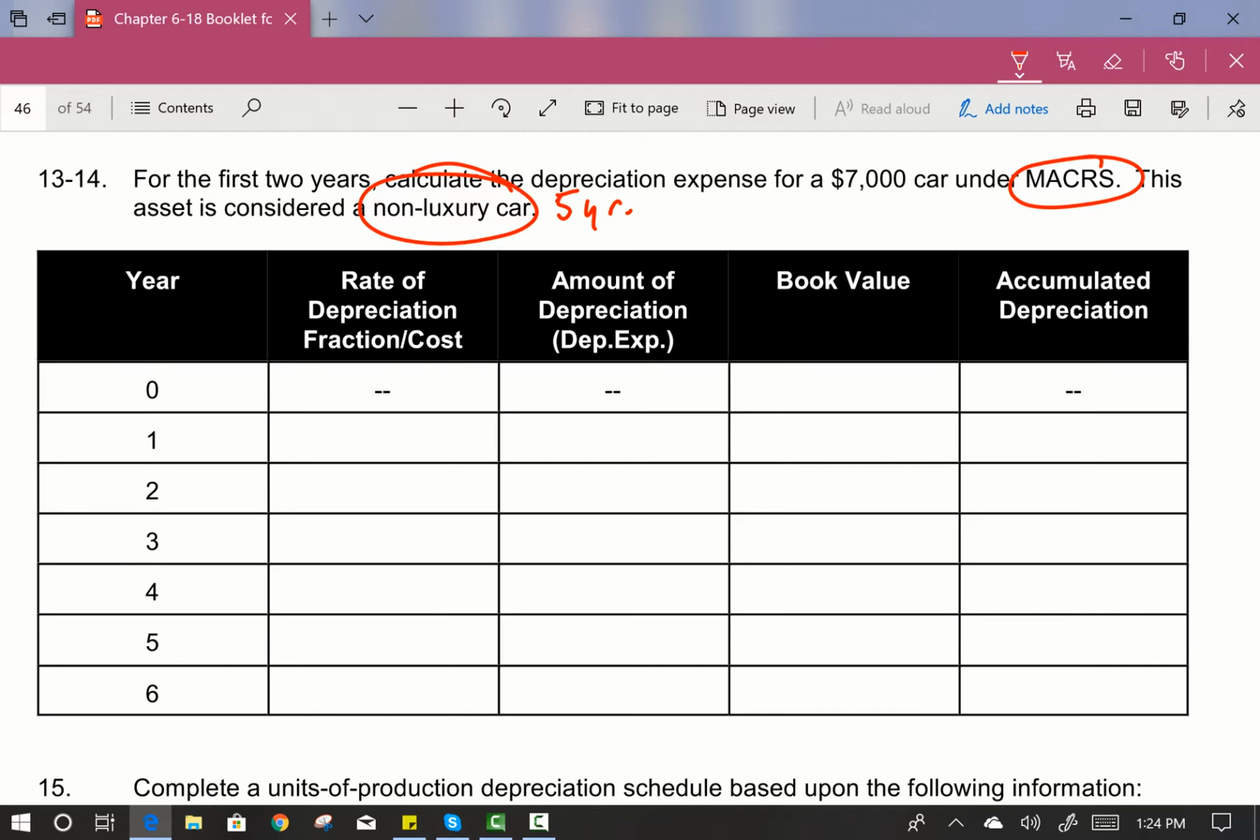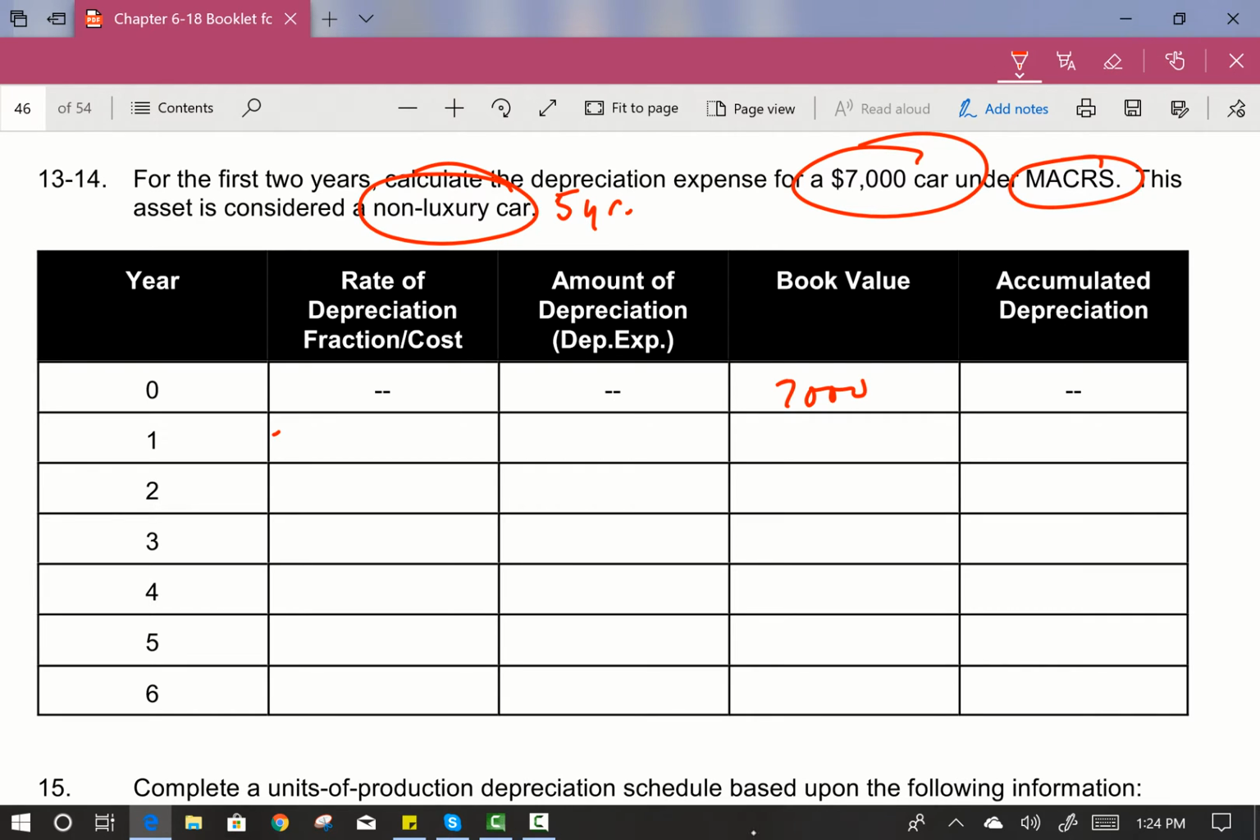And the chart, I have to use a chart. And remember also that MACRS does not recognize salvage value, residual value, use, or any of that information. So even if it said that it had a residual value of $1,000, who cares? It doesn't make any difference. Don't pay any attention to it at the beginning of the depreciation schedule or even at the end of the depreciation schedule. So the book value for this car is $7,000.